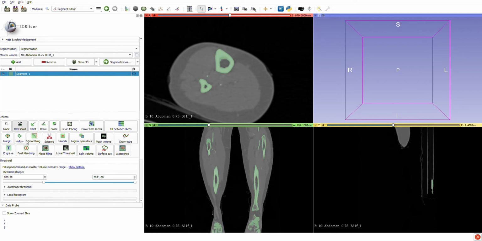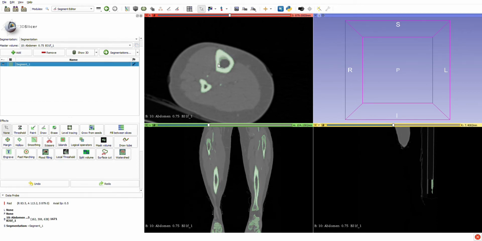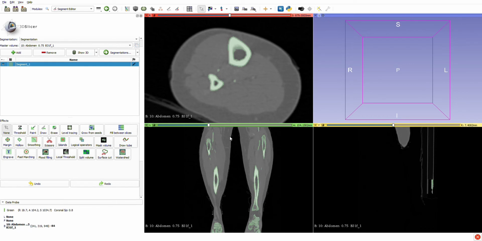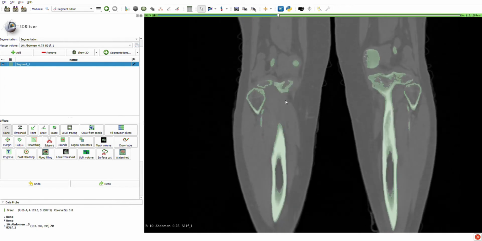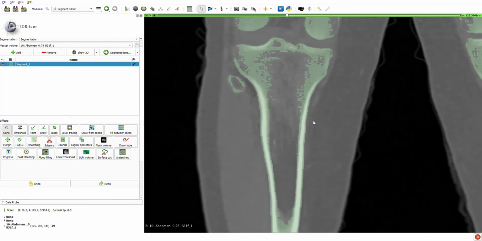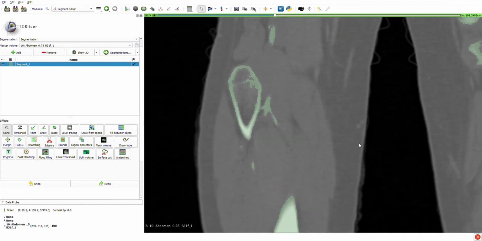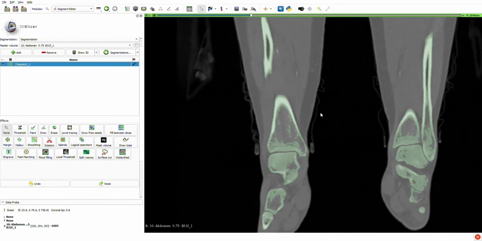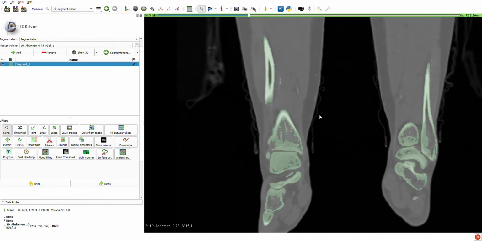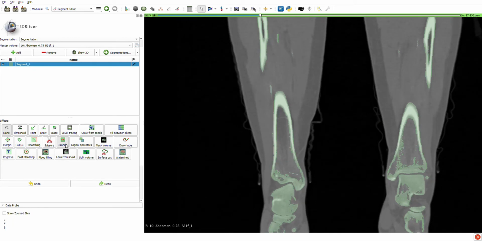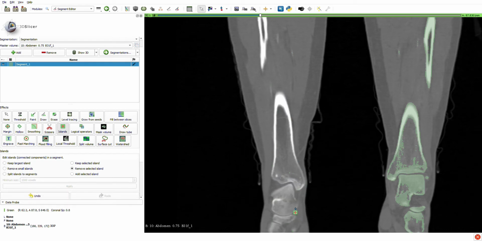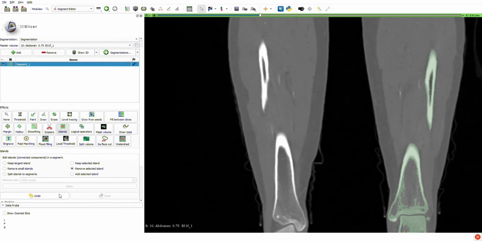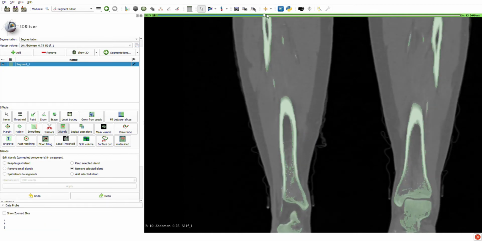Okay, let's accept. Press apply. Let's see how this looks in the coronal plane. Okay, unfortunately this is a young person. The bone structure looks quite good, and I will remove unnecessary parts. Oh, they are connected somewhere.